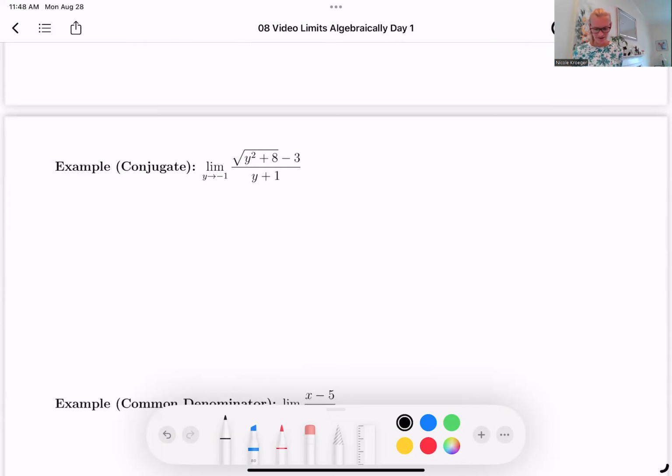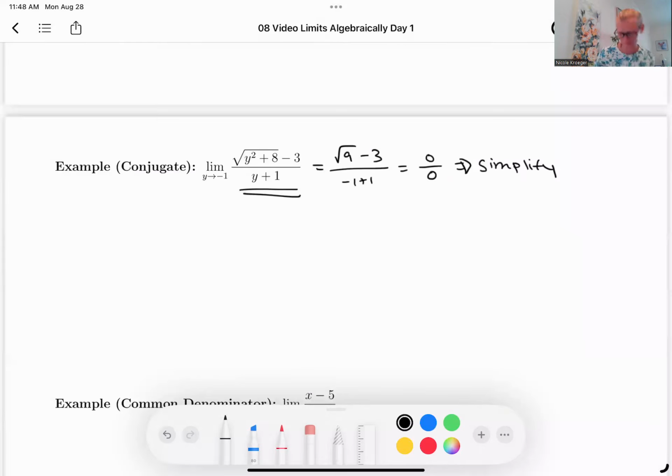Okay, so now we notice this next problem. We plug -1 in. We have -1 squared, which is 1, plus 8. So that'll give me 9 minus 3 over -1 plus 1. So once again, I get 0 over 0. So getting 0 over 0 should tell us that we should simplify things. So we simplify. Okay, now I have to figure out how in the world to simplify this original expression.